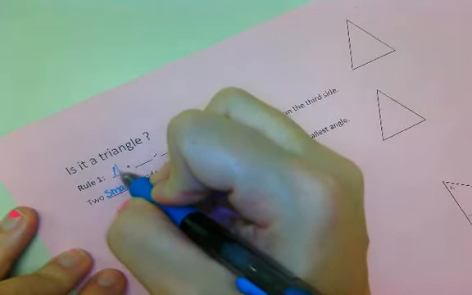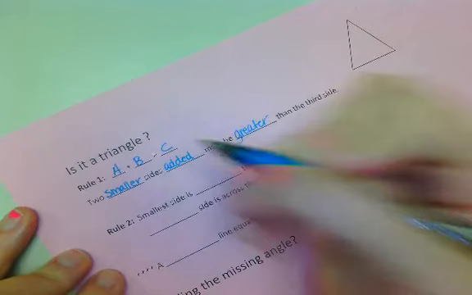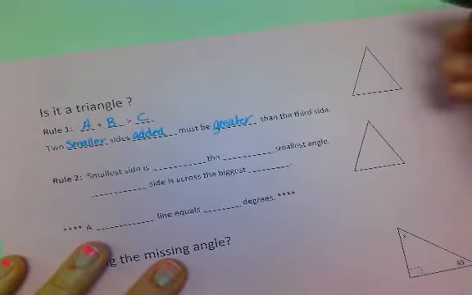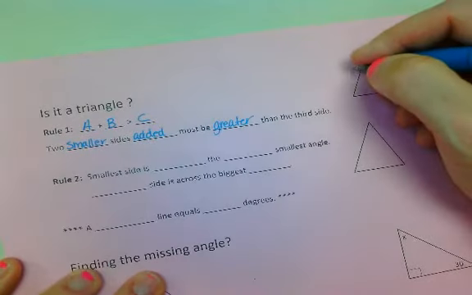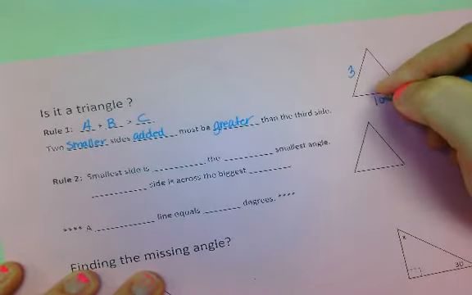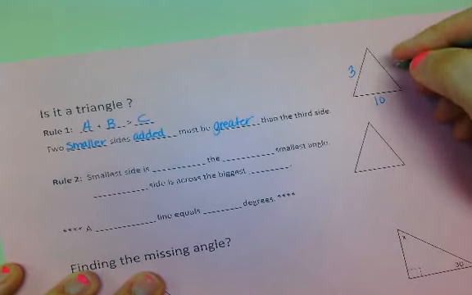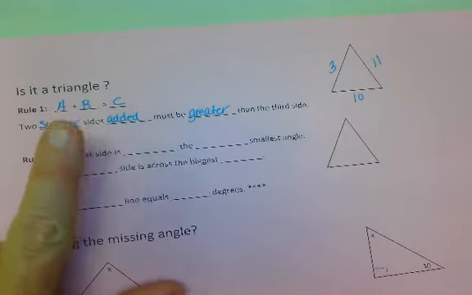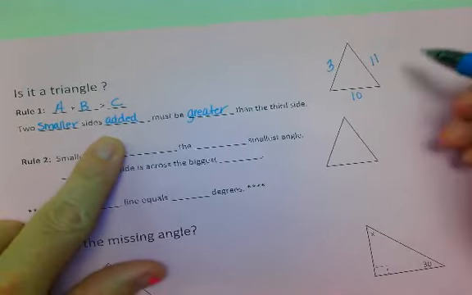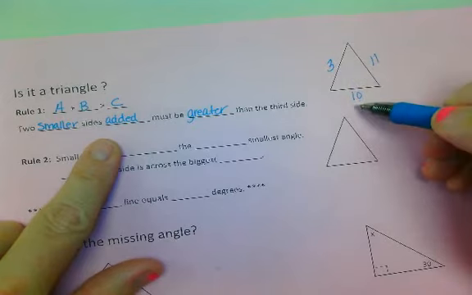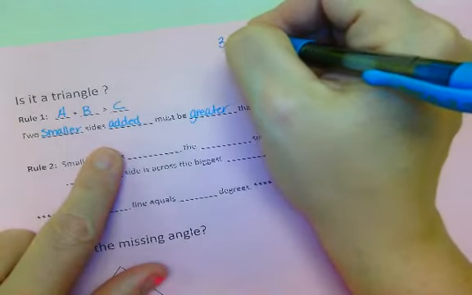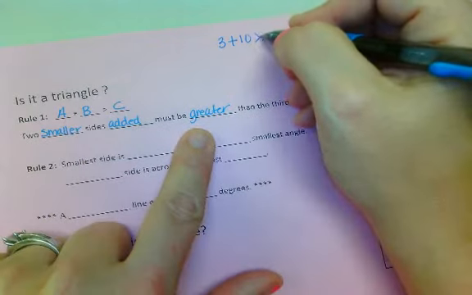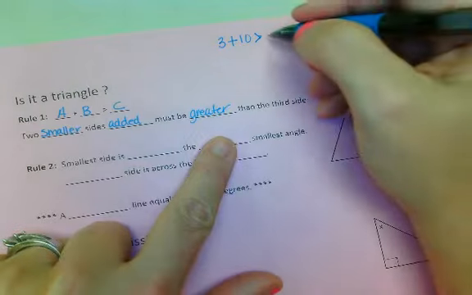And all this is saying is that side A plus side B is greater than C. Okay, that's all that is saying. But, for example, if I were to give you 3, 10, and 11. So it says the smaller sides added. Well, what are our smaller sides? Our smaller sides are 3 and 10. So 3 plus 10 is greater than, there's our greater than symbol, 11.